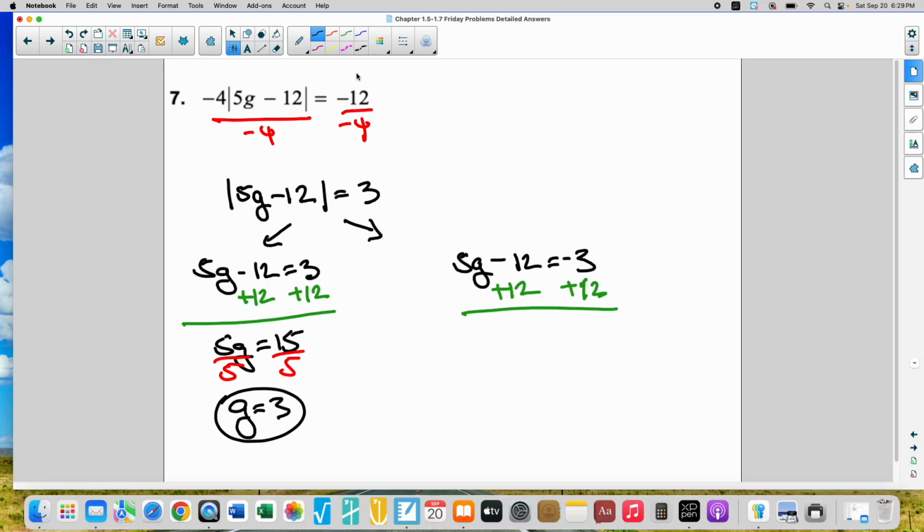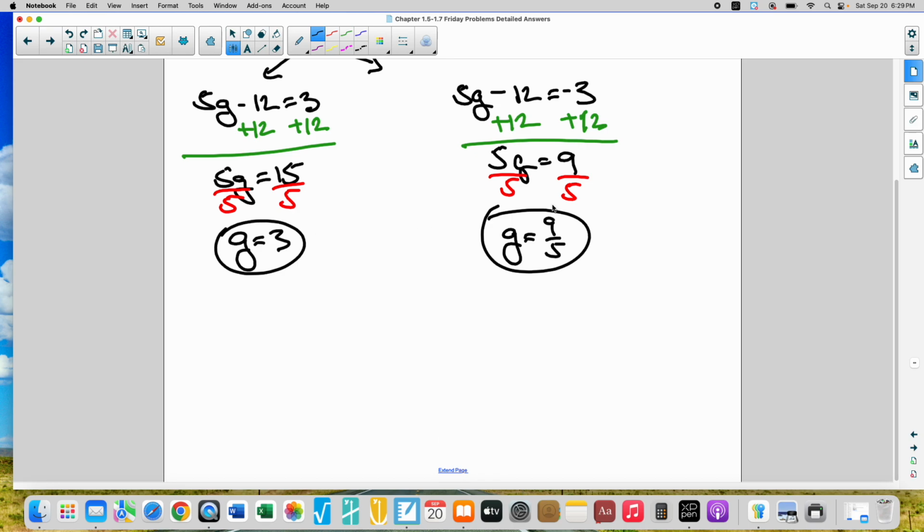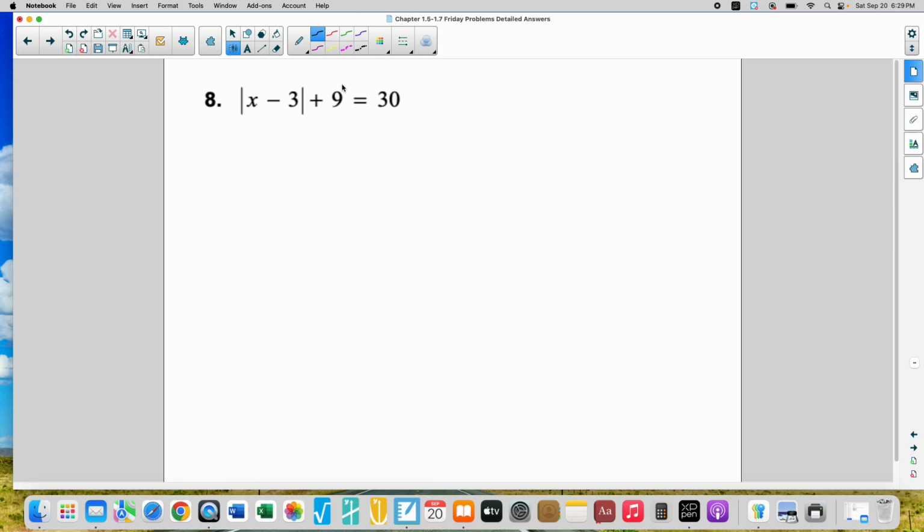Let's add 12 to both sides. Almost wrote a bad 12 again. 5g, that's a horrible 5. 5g equals 9. We'll divide by 5, divide by 5, and g equals 9/5. Okay, let's write it now. 9/5 and 3. Which one's smaller? The smaller is 9/5, and the bigger is 3. Numerical order.